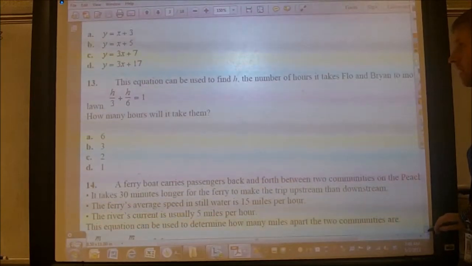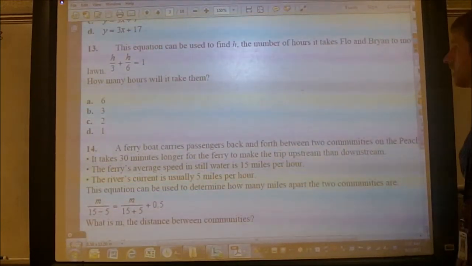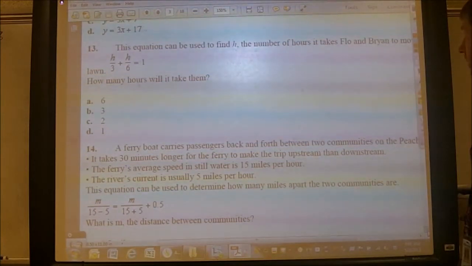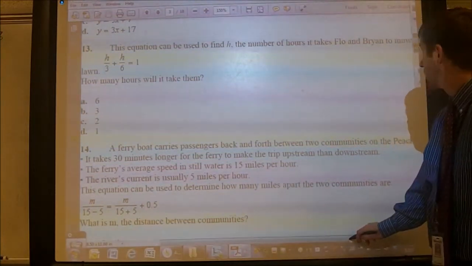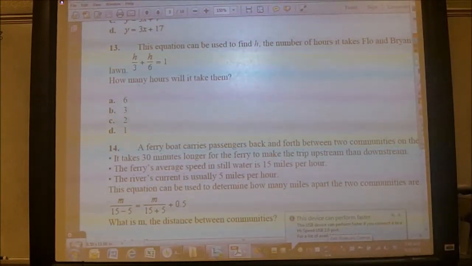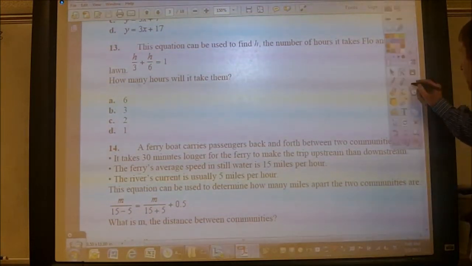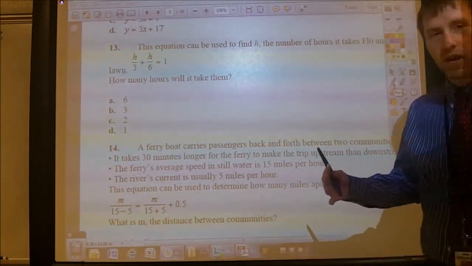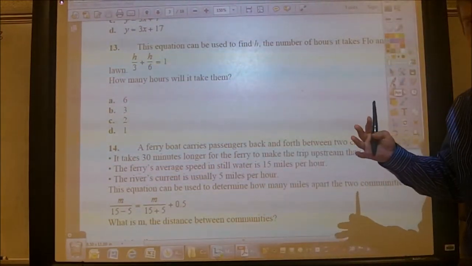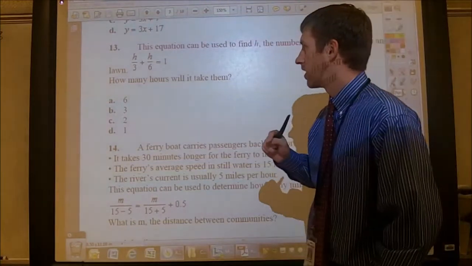Never mind. Alright, 13. This equation can be used to find h, the number of hours it takes Flo and Brian to mow their lawn. I've got h over 3 plus h over 6 equals 1. How many hours will it take them? All right. Again, we have an equation here and we can solve, but I'm going to, just for a different strategy here, talk about something different.